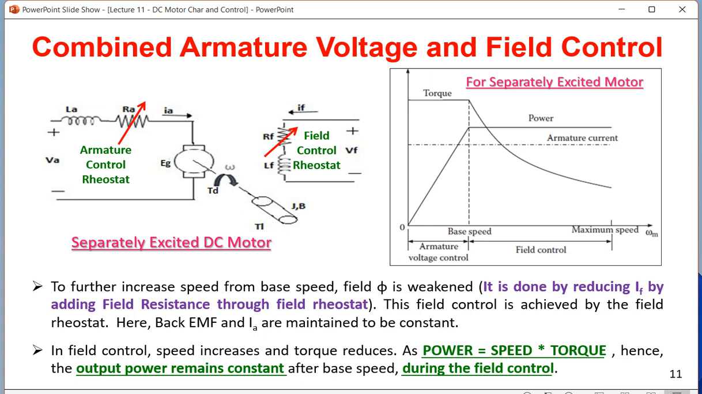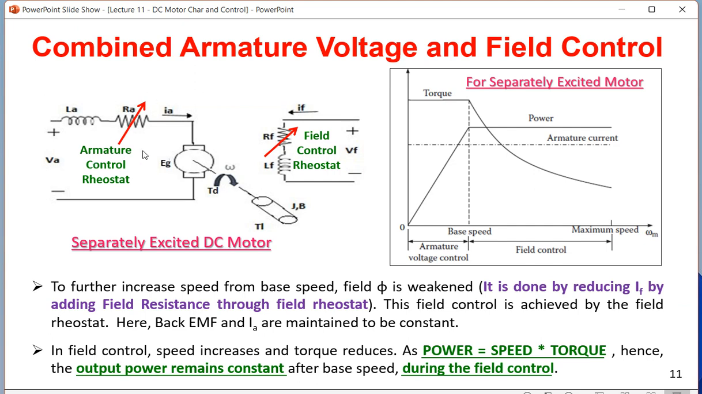How can we reduce the phi? By reducing IF. How can we reduce IF? By adding more rheostat resistance in series with the field coil. And as it is a separately excited motor, VA and VF are different supplies. Adding a field control rheostat is not going to affect the armature side.